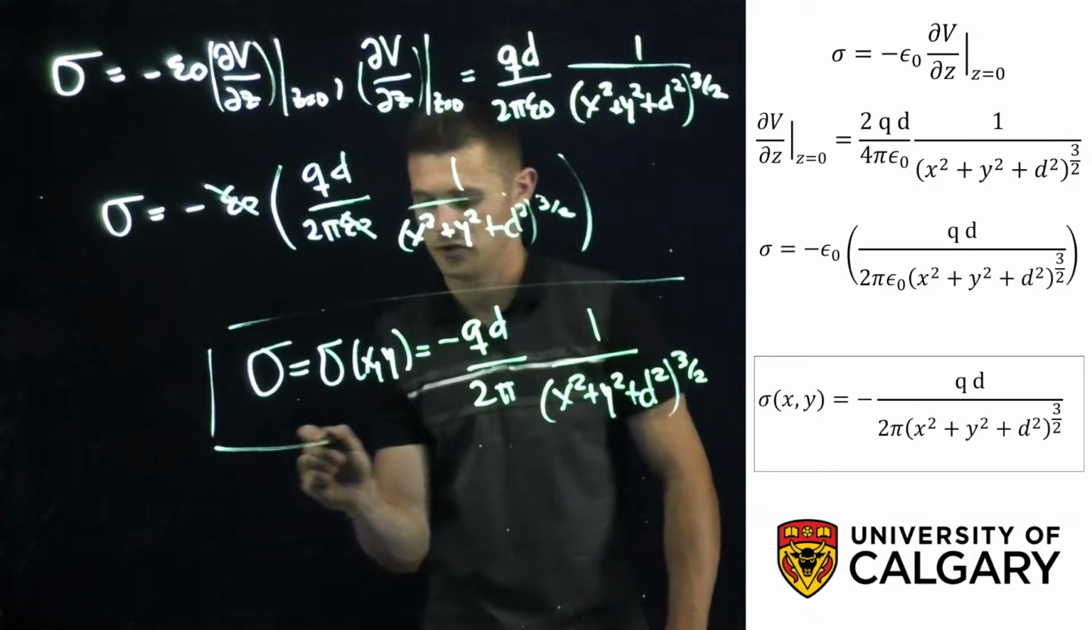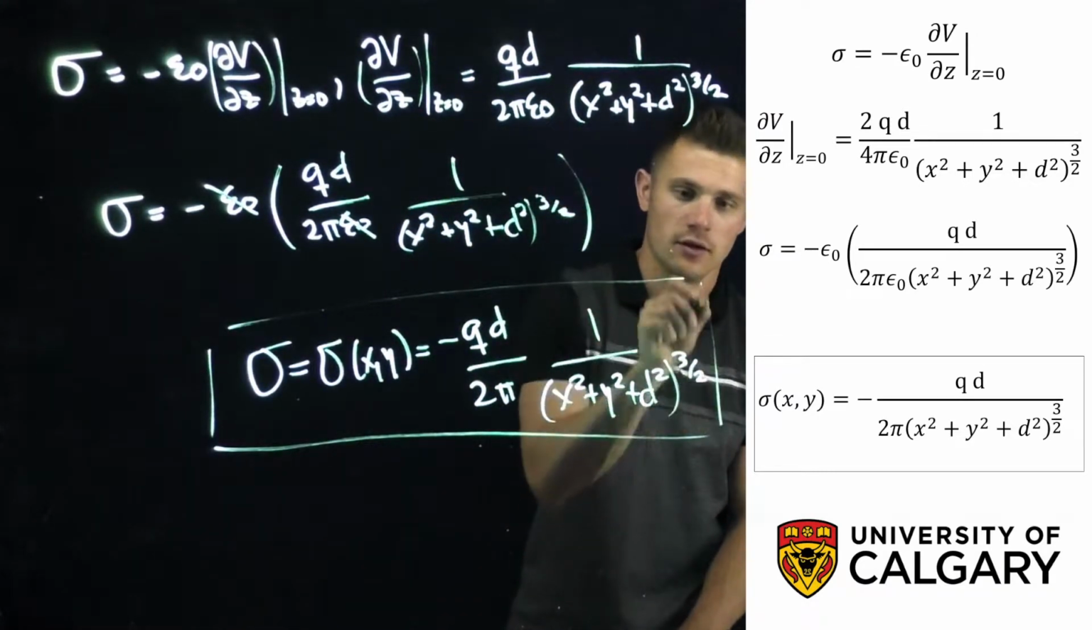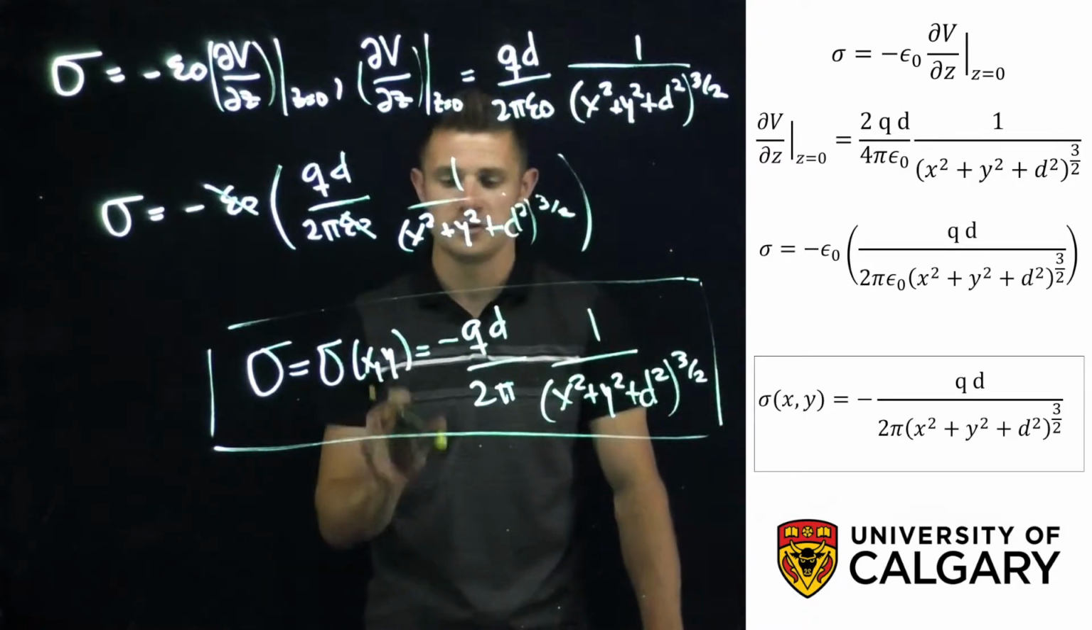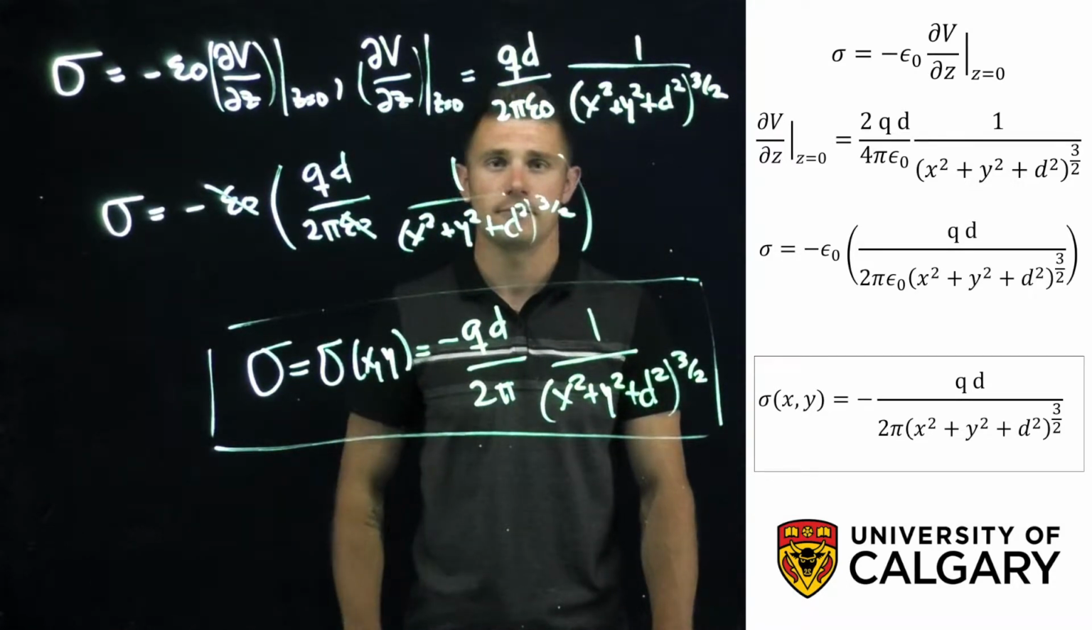And this is a charge distribution that is created on the infinite conducting plane due to the positive Q, a distance d above that plane.